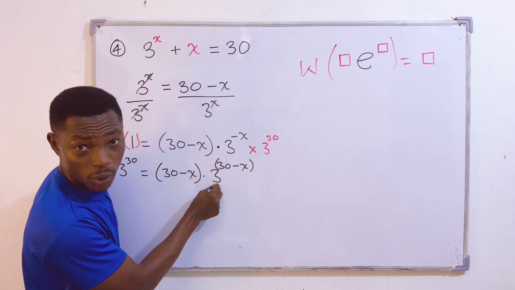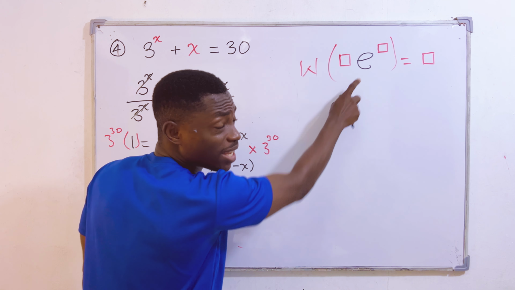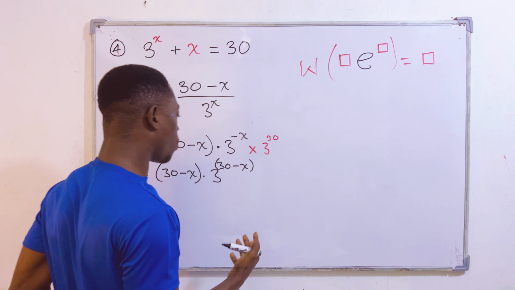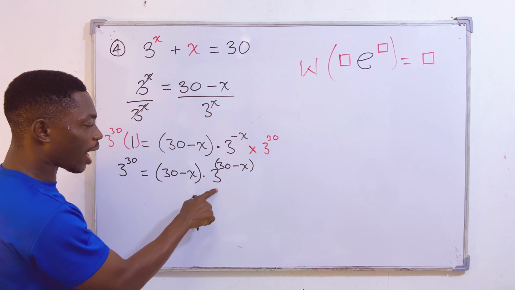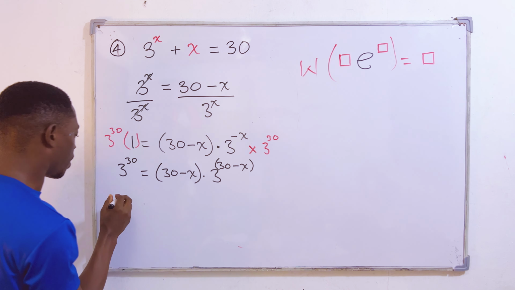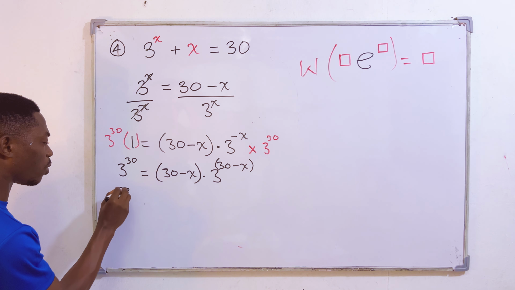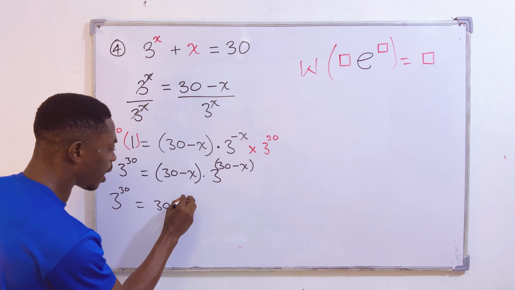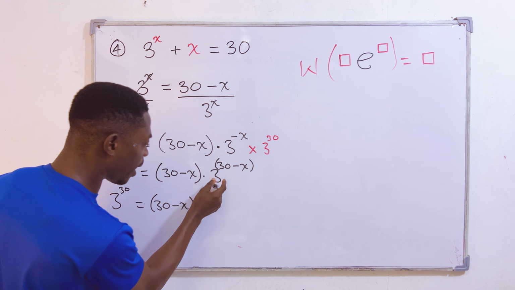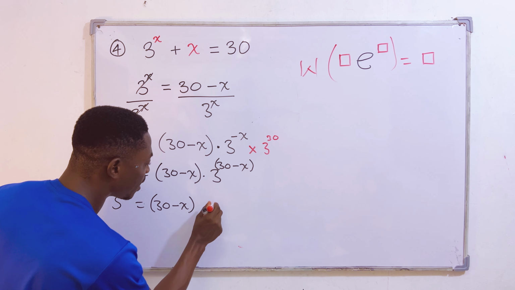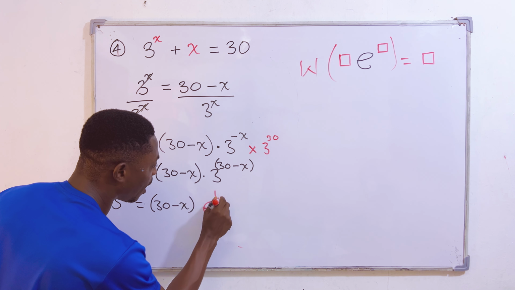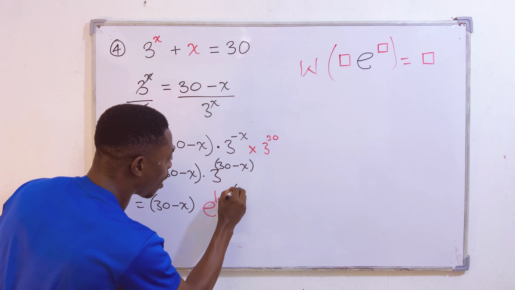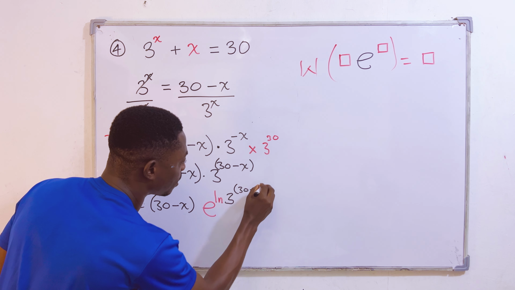However, there is no e. It looks like this is acting as e, but it is not. We said that this should straightly be e. So how do we do that? Well, it turns out that I can write this in terms of e. Look at that. I will keep this 3 to the power 30 is equal to, then we have 30 minus x like this. Then 3, which could be written as e to the power ln of, then we're going to be getting 3 also to the power 30 minus x.